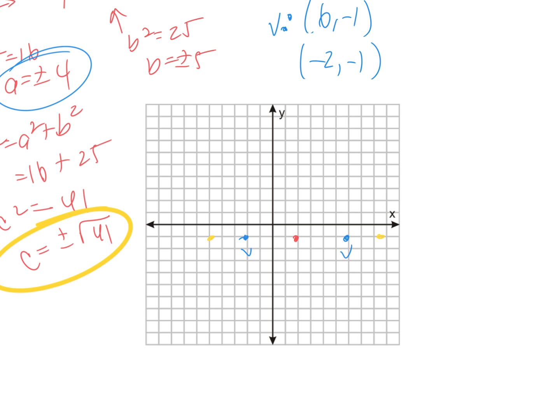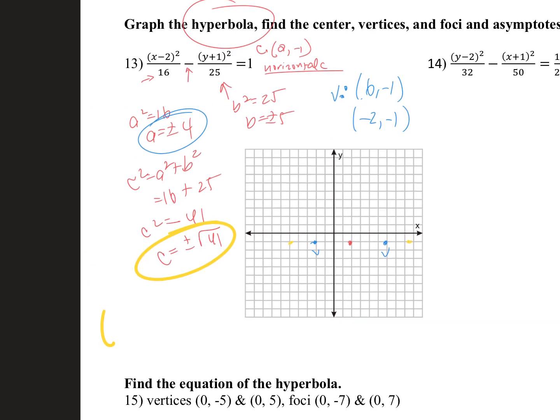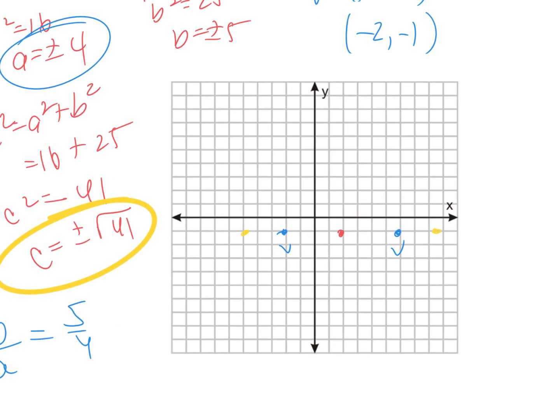Now my equation of the asymptotes here. Since this is a horizontal, what is the equation of my asymptote? Well, think about it. Is it b over a or is it a over b? Asymptote is going to be b over a for horizontal, so it's going to be 5 over 4. So from my center, I'm going to go up 5, 1, 2, 3, 4, 5, and over 4, 1, 2, 3, 4. And I'm going to go down 5, and over 4. So there is one of my asymptotes.